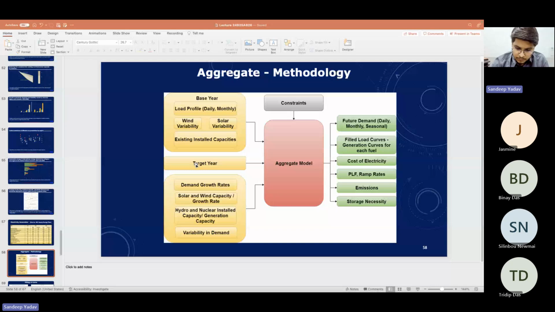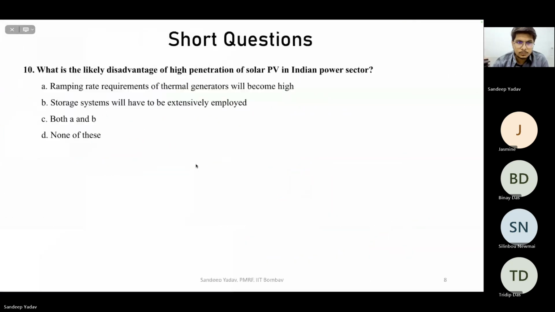Now moving to the final question. It says, what is a likely disadvantage of high penetration of solar PV in the Indian power sector? One: the ramping rate requirement of thermal generators will become high. Two: storage systems will have to be extensively employed. Options are A and B, or none of the above. It's asking the disadvantage of high penetration of solar PV. A and B.